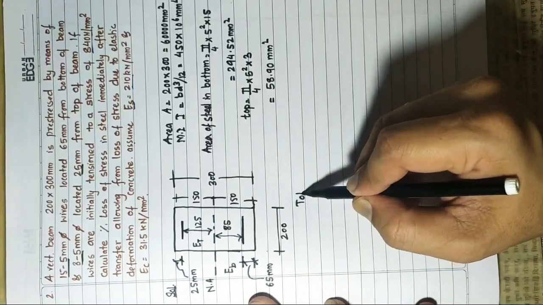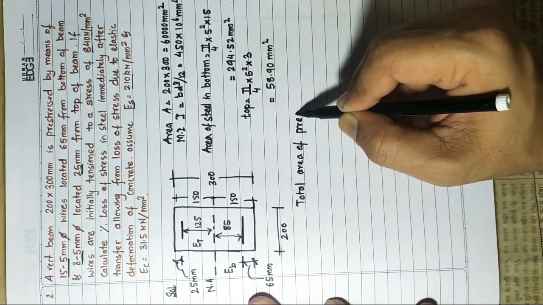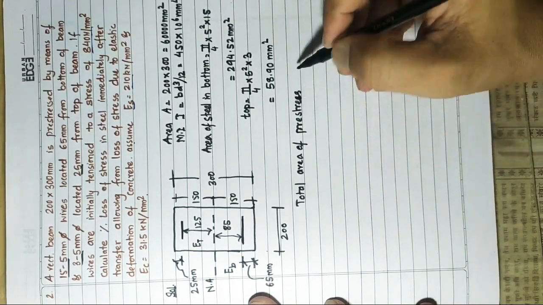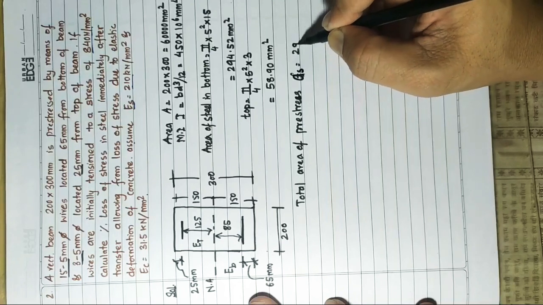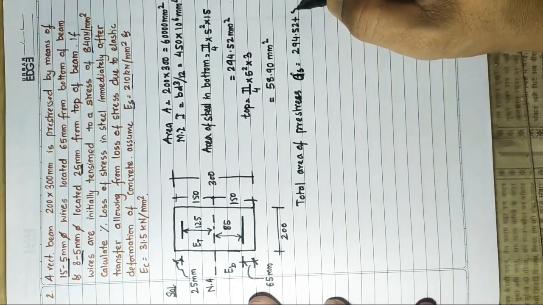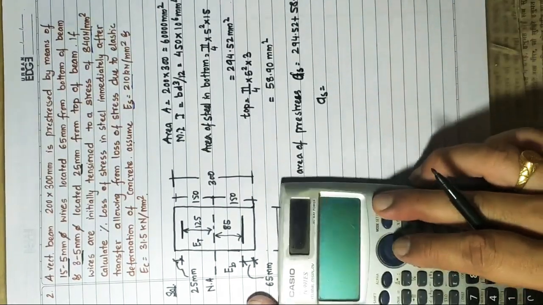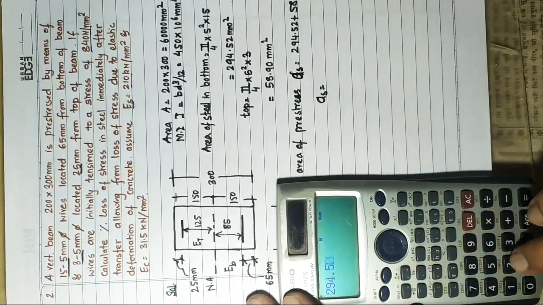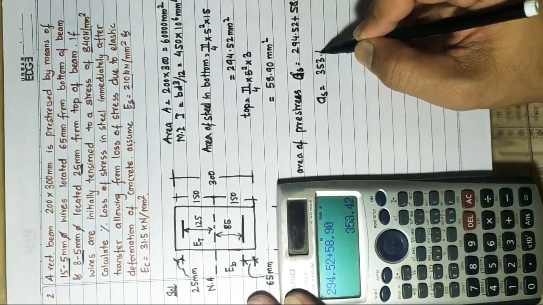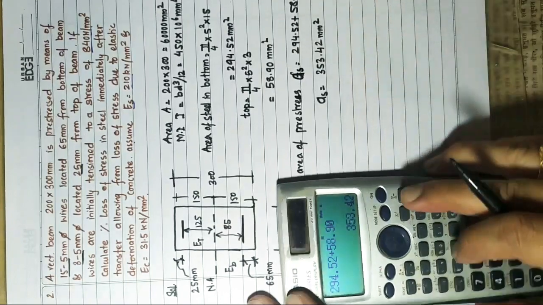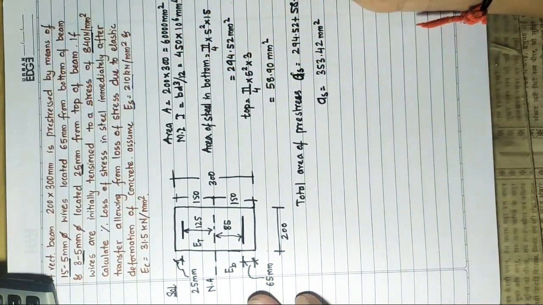So the total area of pre-stress, that is the area of steel, As, equals 294.52 plus 58.90, that is, the total of both values, which equals 353.42 mm square.